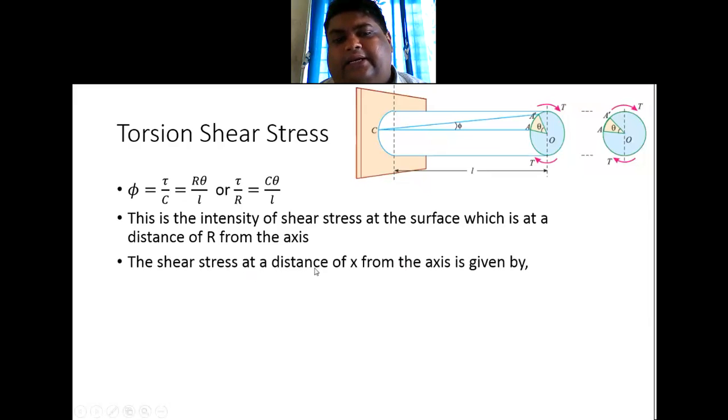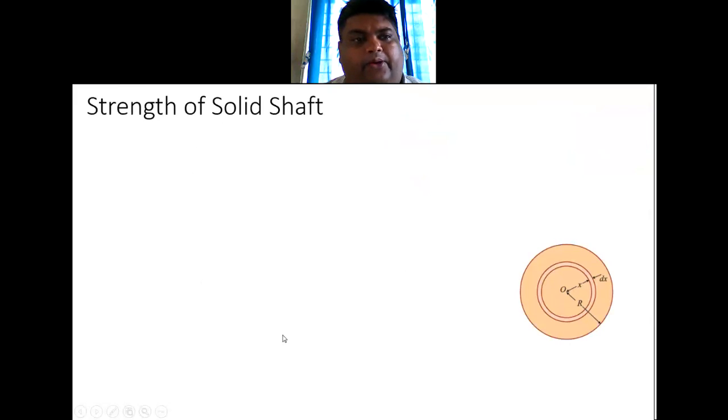Now shear stress at a distance of x from the axis is given by, instead of r I am replacing it by x. So tau x by x will be equal to c theta by L, and that will be equal to tau by r, right? So at any distance from the center of the shaft, if you want to calculate the shear stress, you can use this formula. Okay. Now let us see what is the strength of the solid shaft.